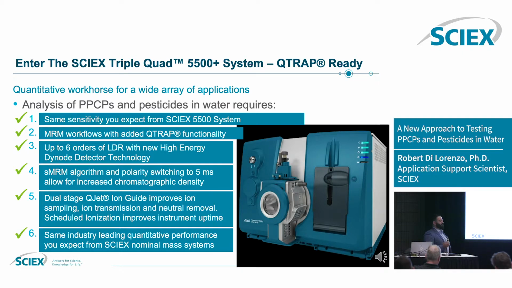Analysis of PPCs and pesticides in water requires a few things. Sensitivity for trace level detection in dilute aquatic systems, the selectivity to have confidence in complex matrices, the linear dynamic range to handle a potential wide range of environmental concentrations, the speed to handle many compounds at the same time to have short chromatography and high throughput, and robustness to handle many samples without data quality degradation.